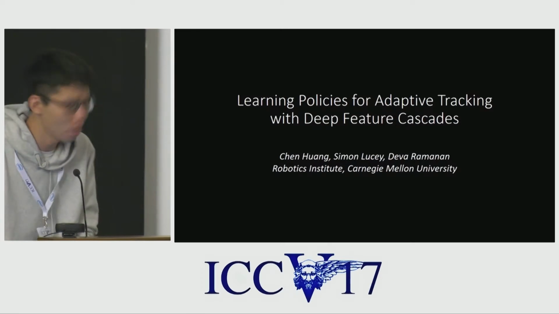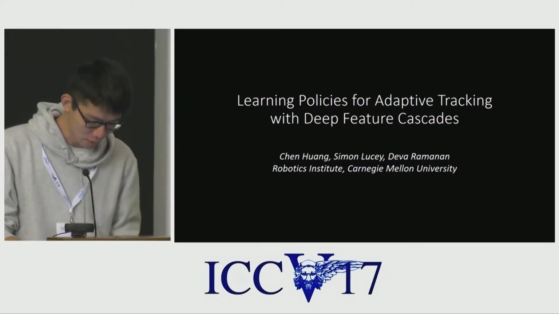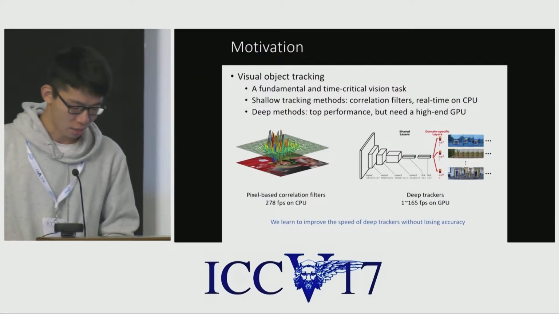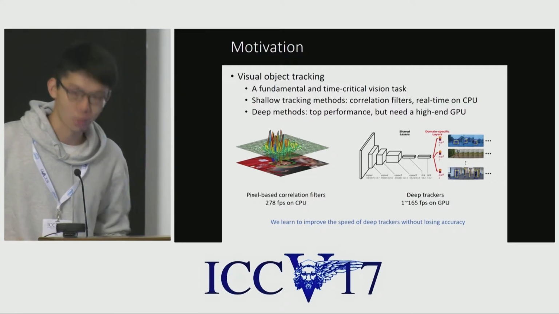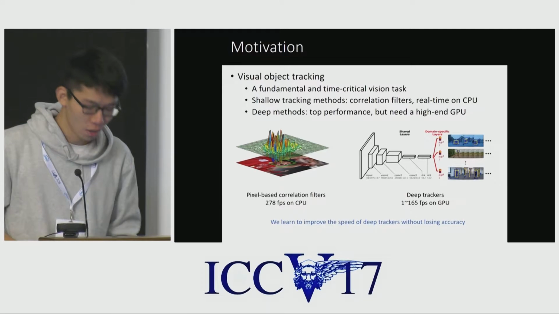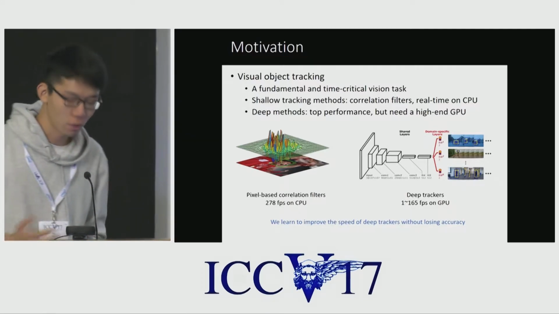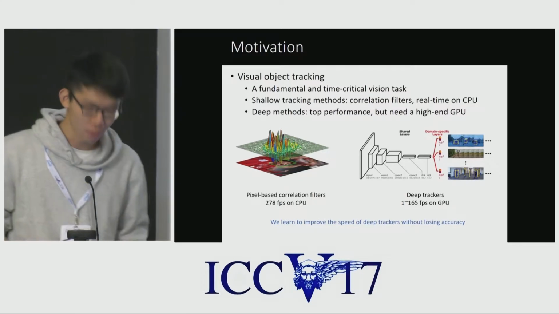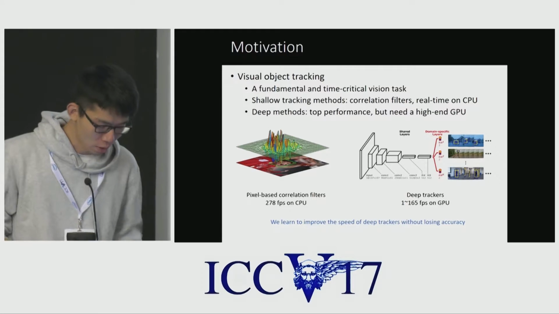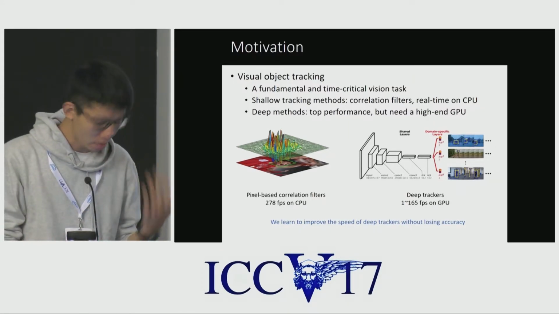I'm presenting on behalf of Chen Huang, and this work is about learning policy for adaptive tracking with deep feature cascades. Our motivation is that visual object tracking is a time-critical task. Existing shallow tracking methods use correlation filters, which are real-time on CPU. While deep methods usually achieve top performance, they need a high-end GPU, and some of the state-of-the-art deep trackers are not even real-time on GPU. So our goal is to learn to improve the speed of deep trackers without losing any accuracy.